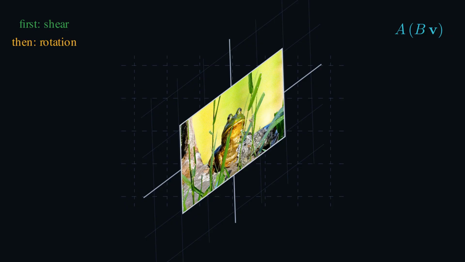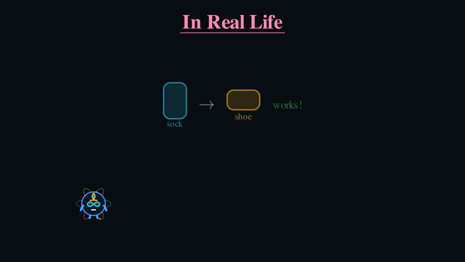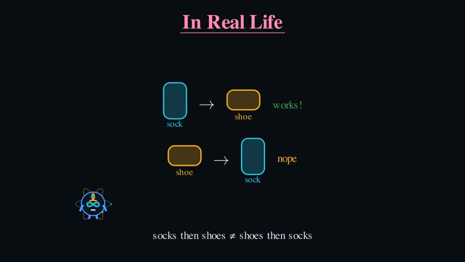First B, then A. Putting on socks, then shoes works. Shoes, then socks does not. Same 2 steps, different order, completely different result. So can one matrix do both bends at once? Yes, watch. Here is the magic.